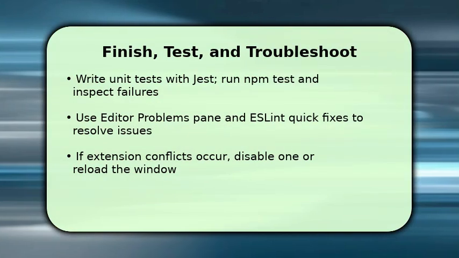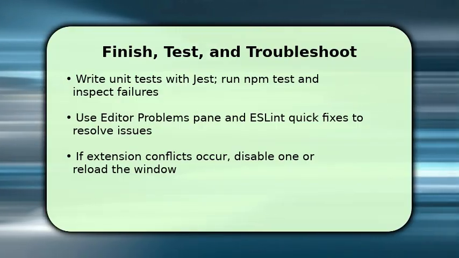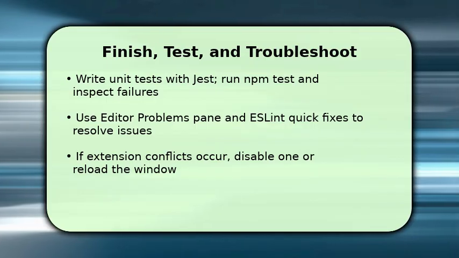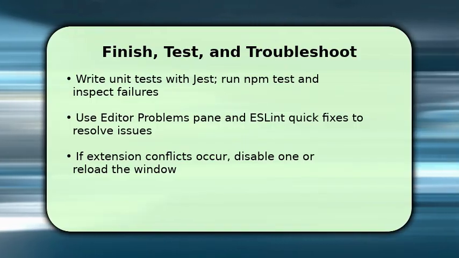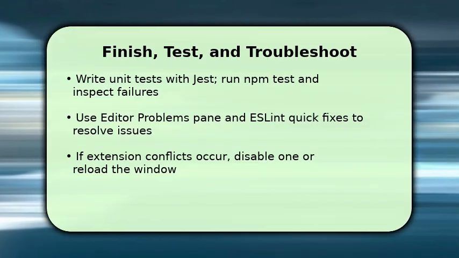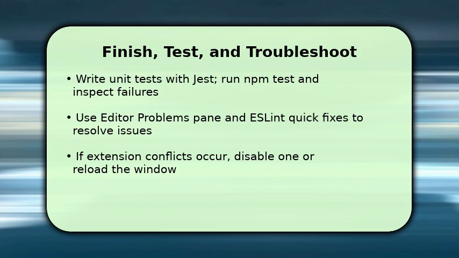You'll wrap up by verifying behavior and handling common issues so the project is stable. Add Jest tests and run npm test. When failures appear, reproduce them locally and add assertions to prevent regressions. Use the Problems pane and ESLint quick fixes to resolve syntax and style issues immediately, and format with Prettier before commits. If something breaks, like extensions conflicting, disable the most recent extension or reload the window. Then restart the terminal to clear environment state and try again.